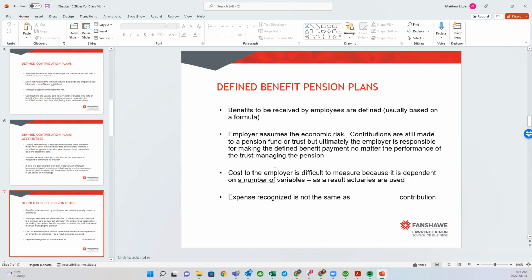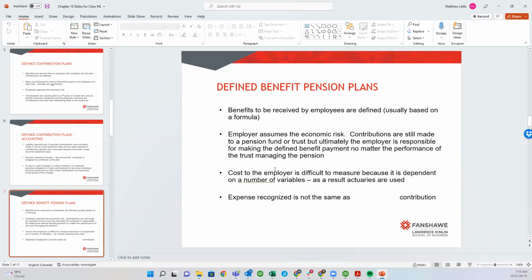In a defined benefit pension plan, the employer assumes the risk. Otherwise, if the plan requires more assets in order to fund pension payments in the future, it's the employer that has to fund those shortfalls.